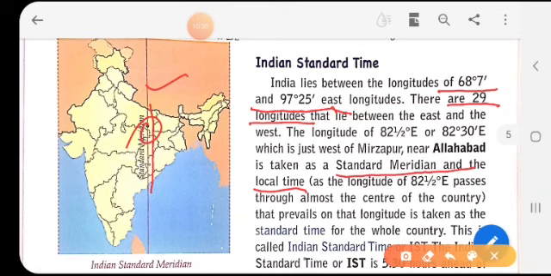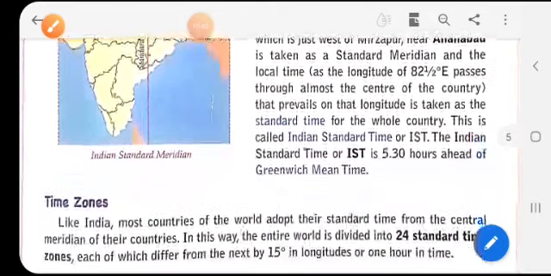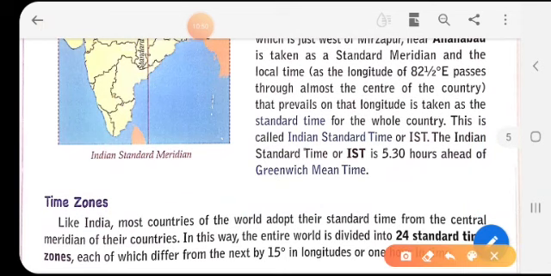So to calculate time in India, we take the standard time at the standard meridian. This is called the Indian Standard Time or IST. The Indian Standard Time or IST is 5:30 hours ahead of Greenwich Mean Time. So whatever time is in Greenwich, we'll add 5:30 hours more and we'll get the Indian Standard Time.